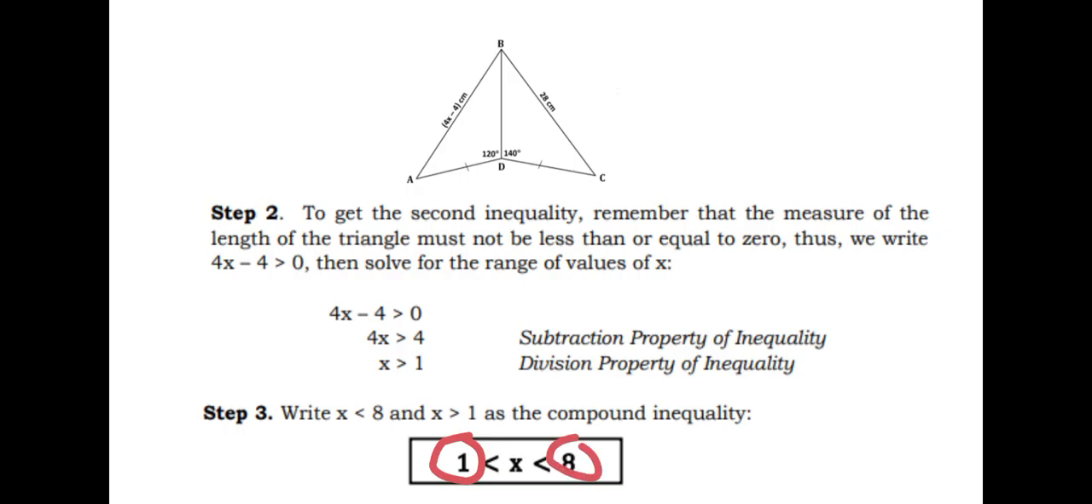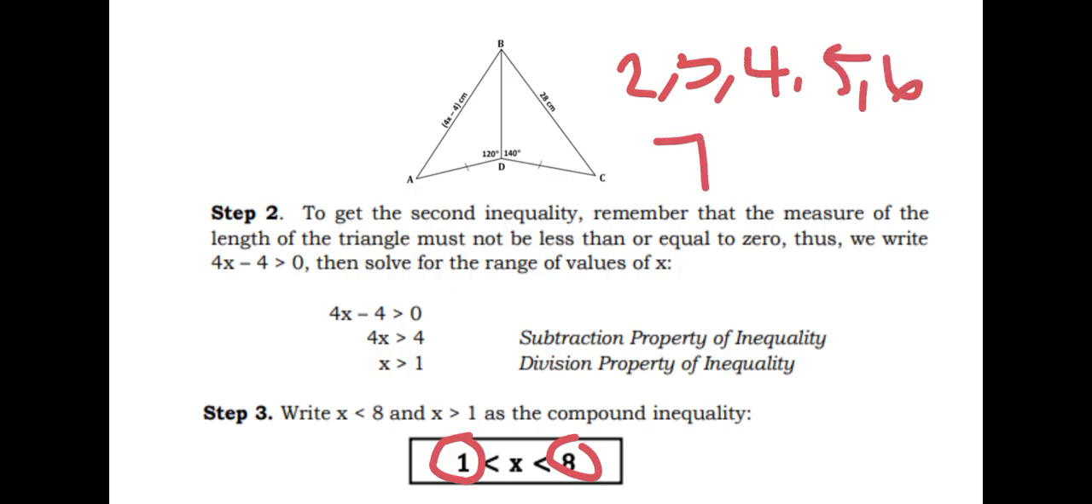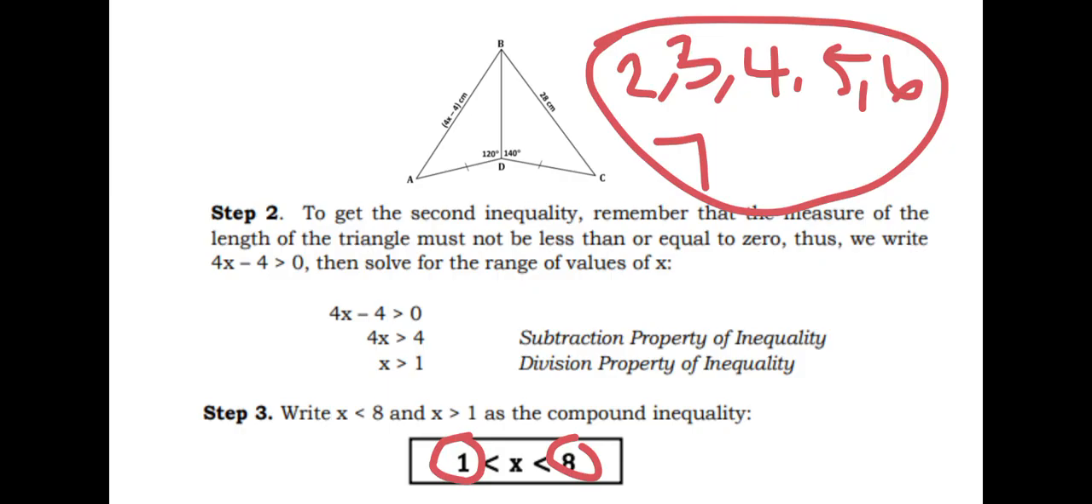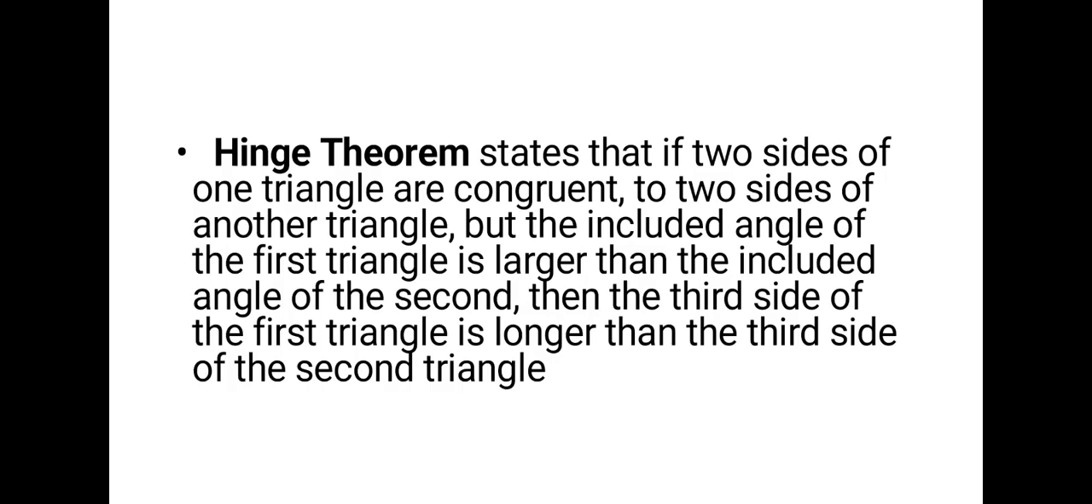So what are those numbers? Greater than 1 will give us 2, 3, 4, 5, 6, 7. Okay? But less than 8. So these are the possible values for x. Greater than 1, less than 8. Okay, so let's recall the meaning of hinge theorem.